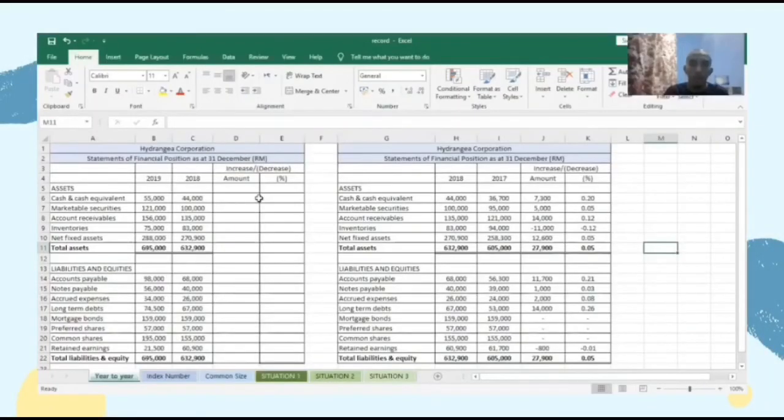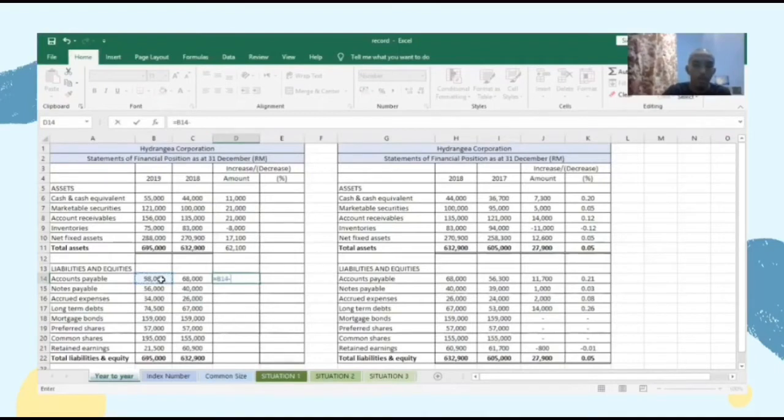You how to compute year-to-year change analysis. First, compute the changes amount between year 1 and year 0. Formula is equal year 1, which is 2019, minus year 0, which is 2018. Then enter. Then double click. Same goes to liabilities and equities. Equal year 1 minus year 0, then enter.